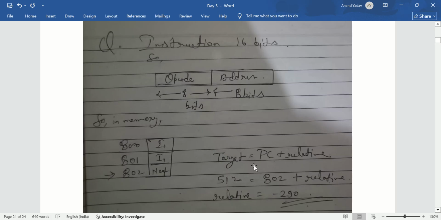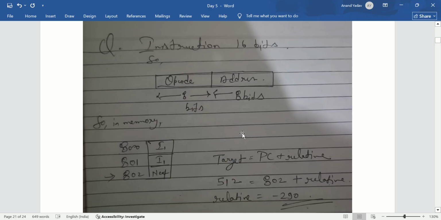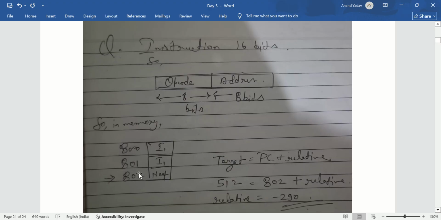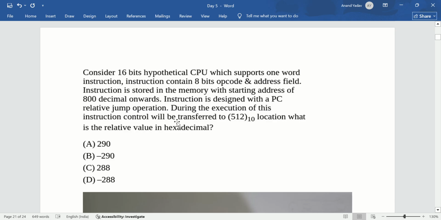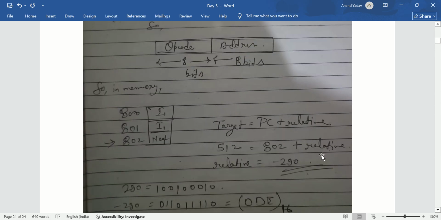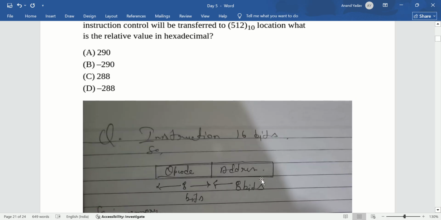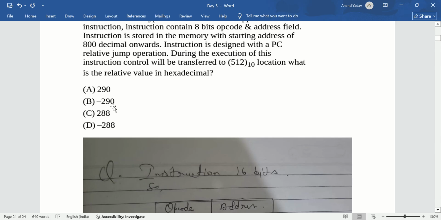So target is equal to PC plus relative value. If we calculate, PC is 802 after executing this instruction. 802 plus relative; I don't have the relative value calculated. Target is given: control will be transferred to location 512. So this is the target location. I put it here, then I get relative address minus 290. So minus 290 is the correct answer for this question.